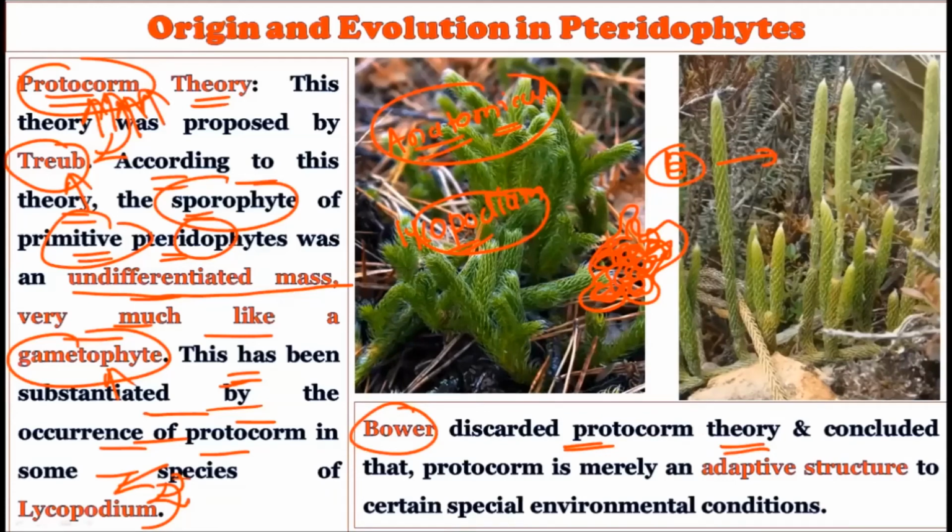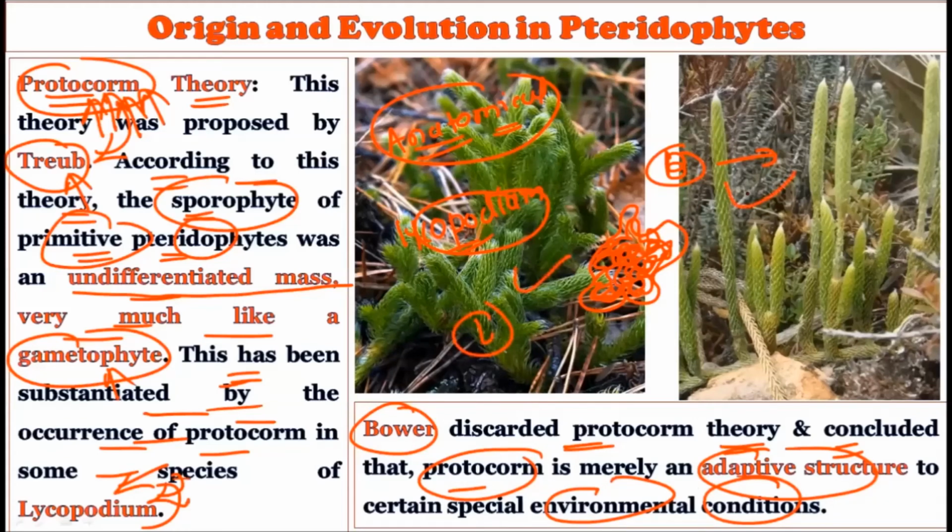Now why did he disregard it? Because he concluded that the protocorm is merely an adaptive feature to certain special environmental conditions. You can observe in this picture, these are the Lycopodium species. Lycopodium creates this protocorm as an adaptive structure to certain environmental conditions. If the Lycopodium species has faced certain kinds of environmental stresses in and around its occurrence, that is why it has created an adaptive structure called protocorm, and it has nothing to do with evolution. This is according to Bower.